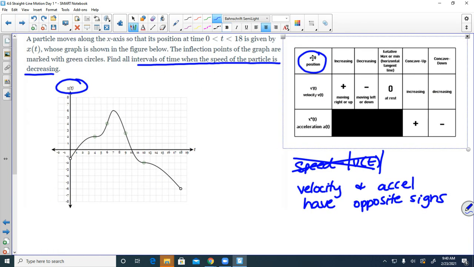So I still have the position graph. So opposite signs would be like if velocity was positive and then acceleration would be negative. So that means I need to look on the graph for parts that are both increasing and concave down. Or it could also happen if the velocity was negative and acceleration was positive, which means I would need to find where the position graph would be decreasing and concave up.